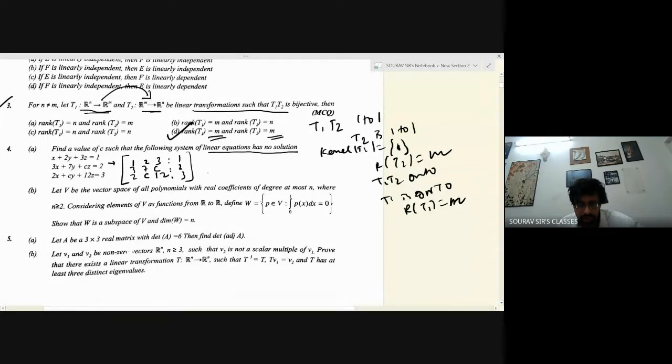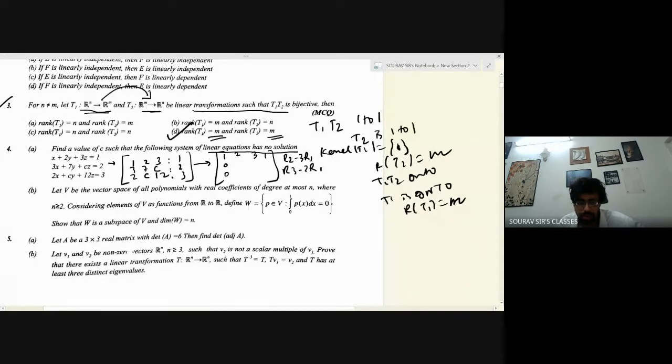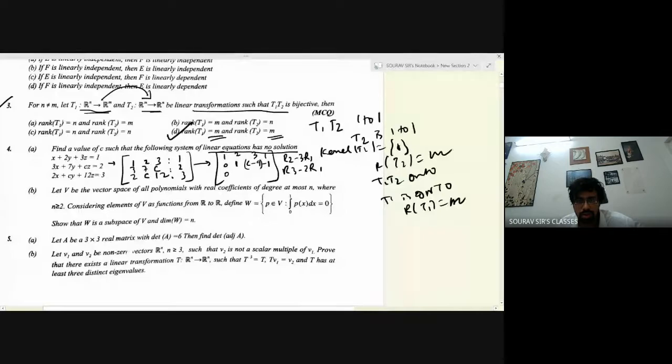Okay. So now let's make some changes. R2 minus 3R1 and R3 minus 2R1 if I do, so you get two zeros. No change in the topmost row. So what I'm doing, R2 minus 3R1 and R3 minus 2R1. Clear? So in the very first place, this is 0, 1, C minus 9 and minus 1. And the next place 0, C minus 4, 6 and a 1.